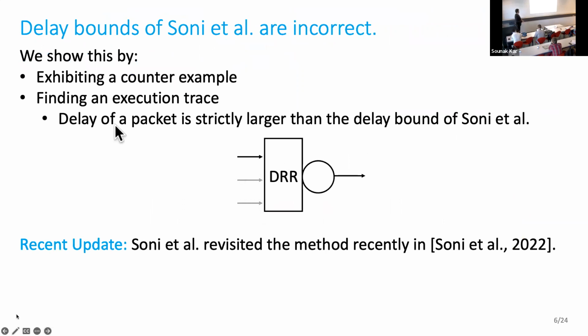In this example, we found an execution trace. We found a trajectory scenario where the delay experienced by a packet is strictly larger than the delay bound found by Sony et al., which is in contradiction to the bound being a delay bound. Very recently, Sony et al. have revisited the method, and they make their delay bounds a bit larger, so hopefully now it's correct.